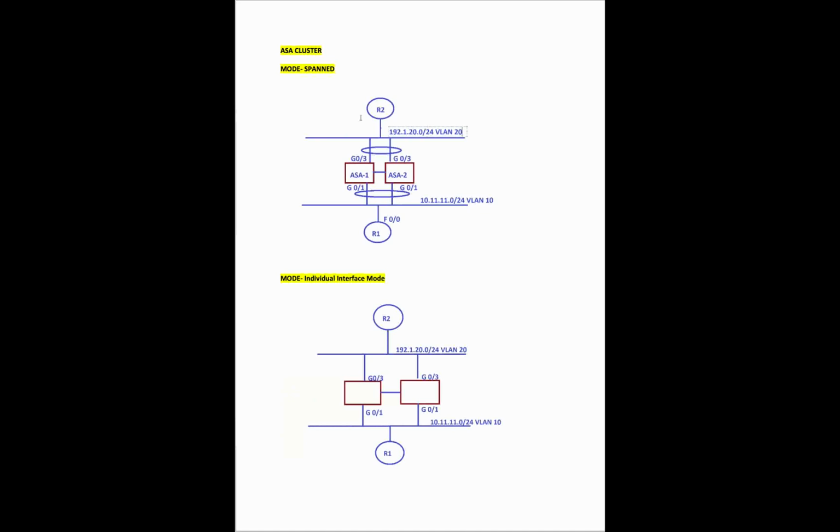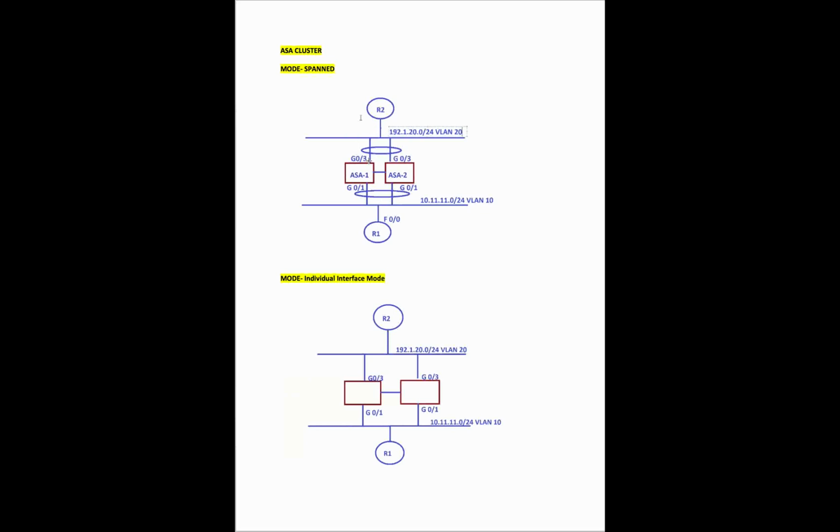In the first one, the span mode, we're going to use port channels to achieve this load balancing, right? So if you look at the configuration here, we have ASA1 and ASA2, and you have R1 and R2 as the routers. R1 is my inside and R2 is my outside. And what you can see here is that I have done port channeling over here, so we have constructed port channels on both the inside and the outside.